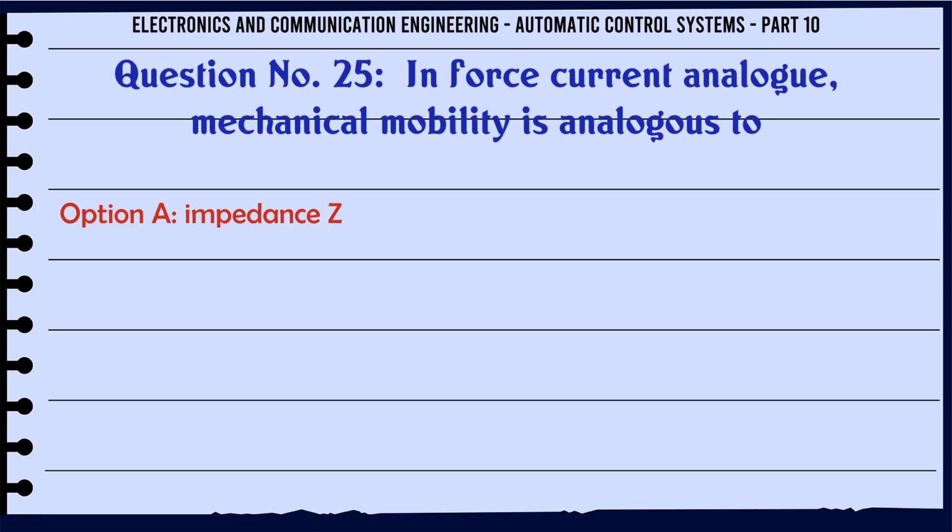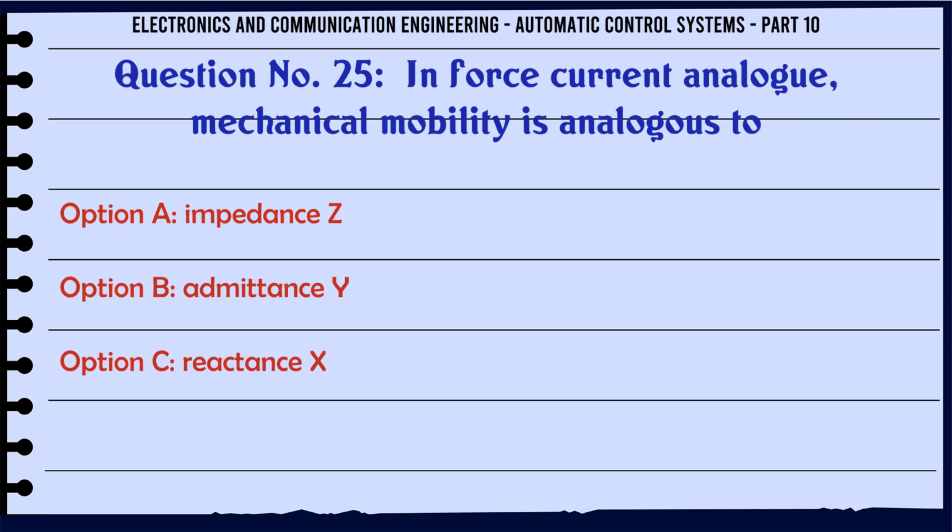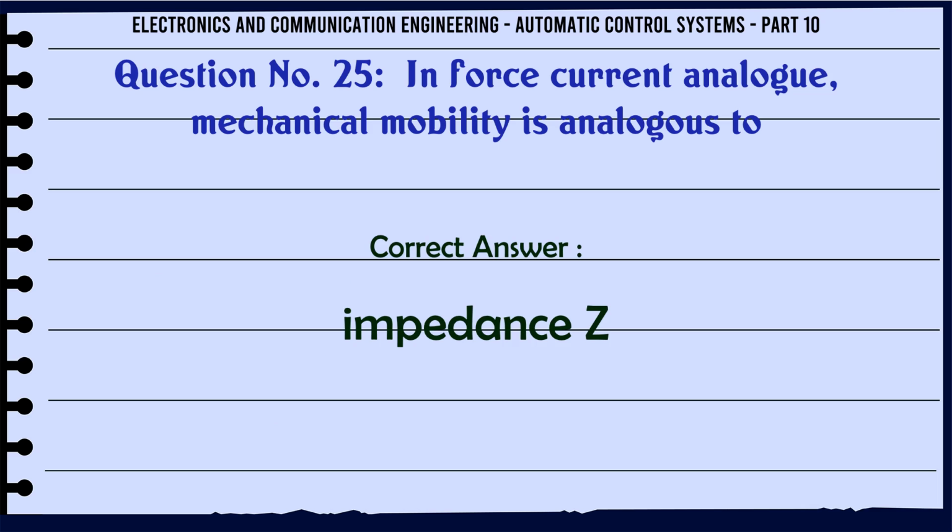In force-current analogy, mechanical mobility is analogous to A, impedance Z, B, admittance Y, C, reactance X, D, conductance G. The correct answer is impedance Z.